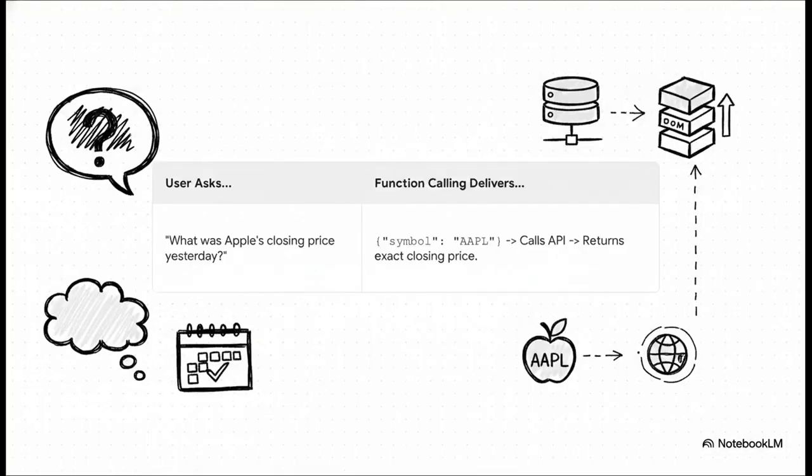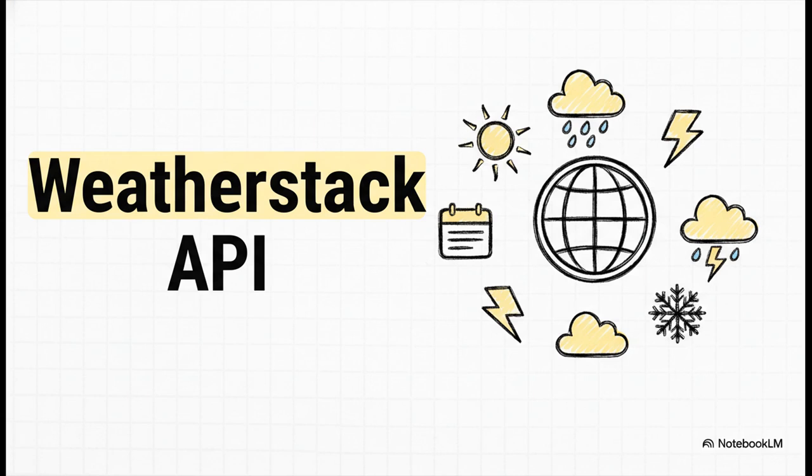So check this out. A user asks a totally normal conversational question. Now, instead of guessing, the AI understands the intent and generates this beautiful, clean JSON object. It figures out that Apple is the symbol AAPL, and yesterday is a specific date. Your code then takes this, calls the Market Stack API, and gets the exact correct closing price. It's just so clean. All right, let's keep it rolling.